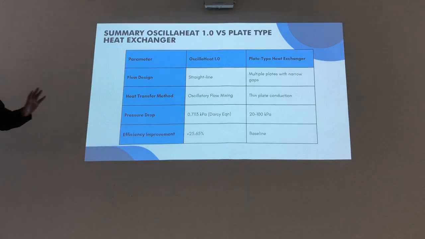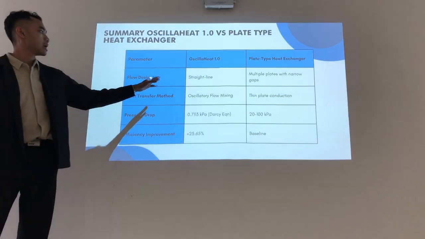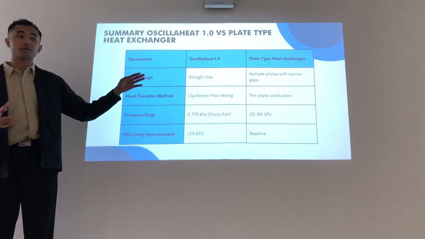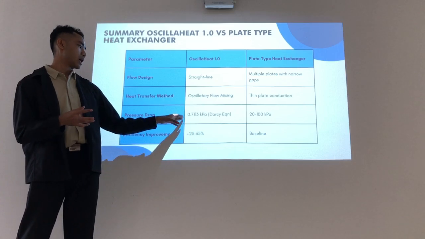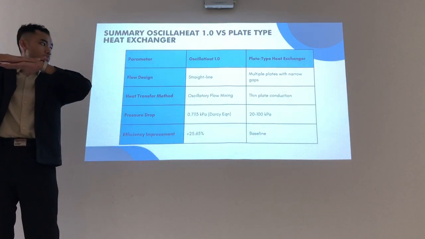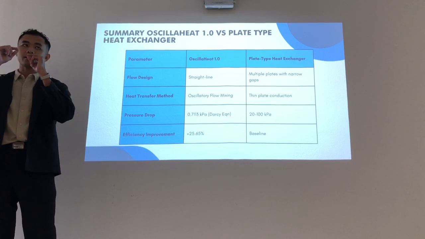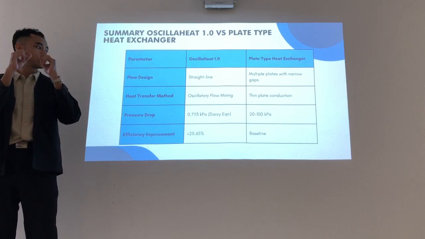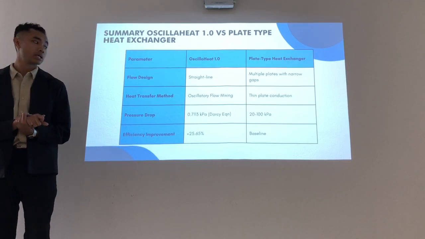Yeah, so this is just a summary of everything that I've discussed earlier. The oscillator heat uses a straight line configuration, therefore it has a low pressure drop. The plate type has multiple plates compressed into one, making it very thin and very tight, and that's why it has a high pressure drop.